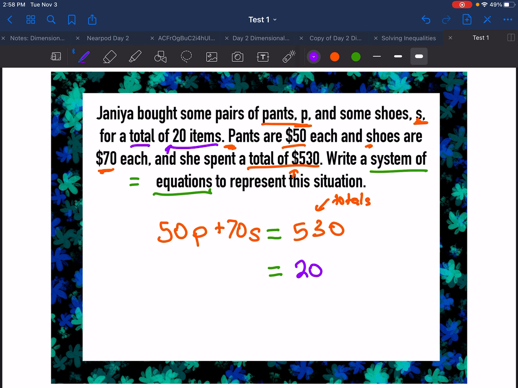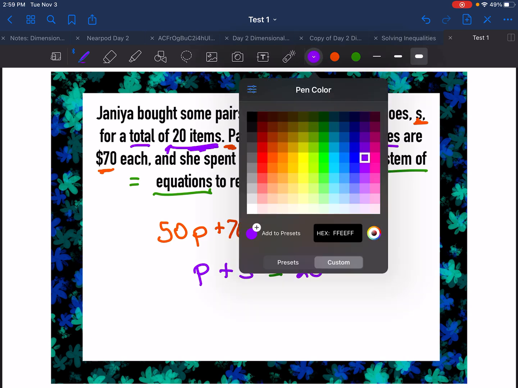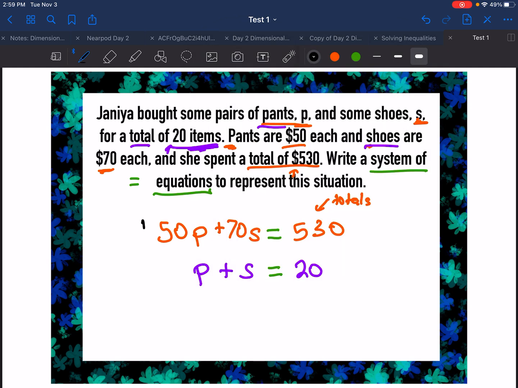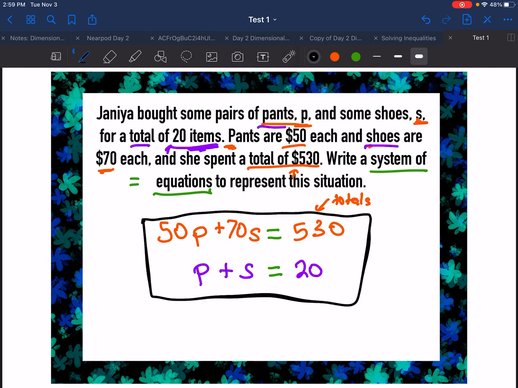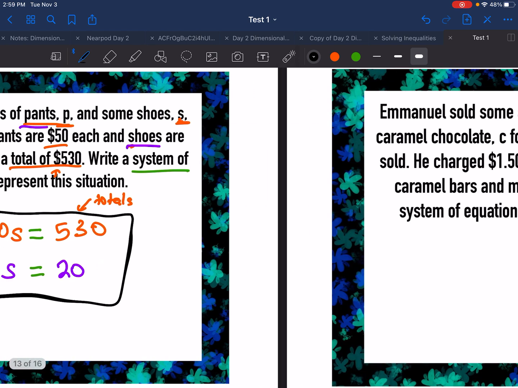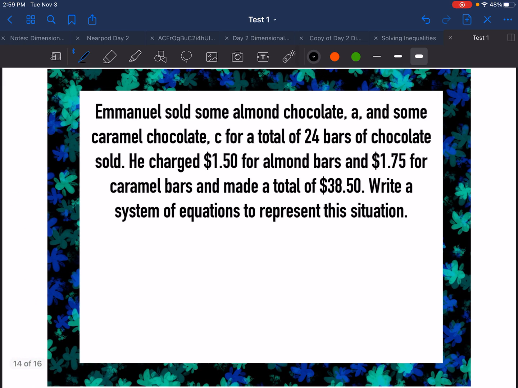Let's take a look at what 20 is a total of. What's the total number of items? Which 2 items is this problem talking about? One is pants, and one is shoes. And how can I represent pants? P. So my second equation must be P plus S. And I know that looks funky, but I didn't have any other numbers, and I was just talking about items. So there is my final answer. Okay, I'm going to have you try one on your own, and then we will discuss.